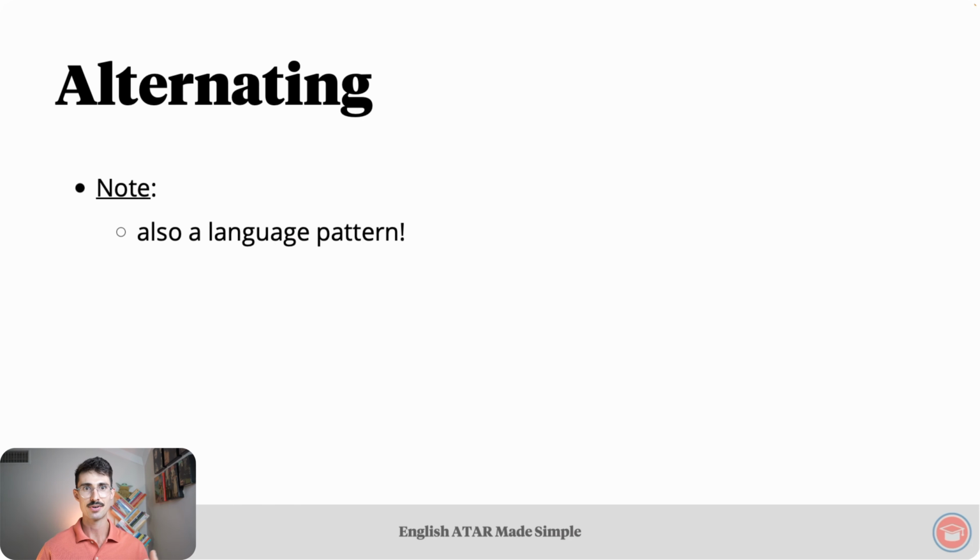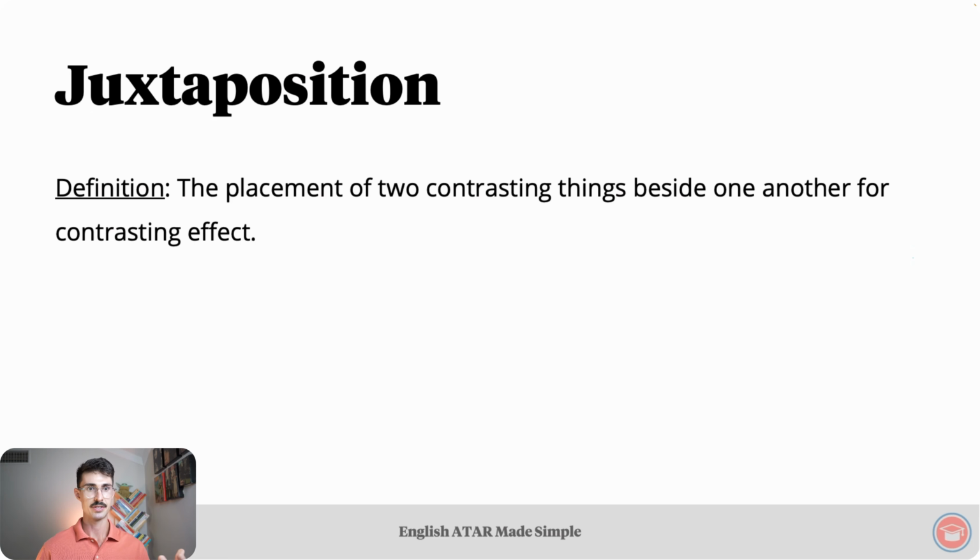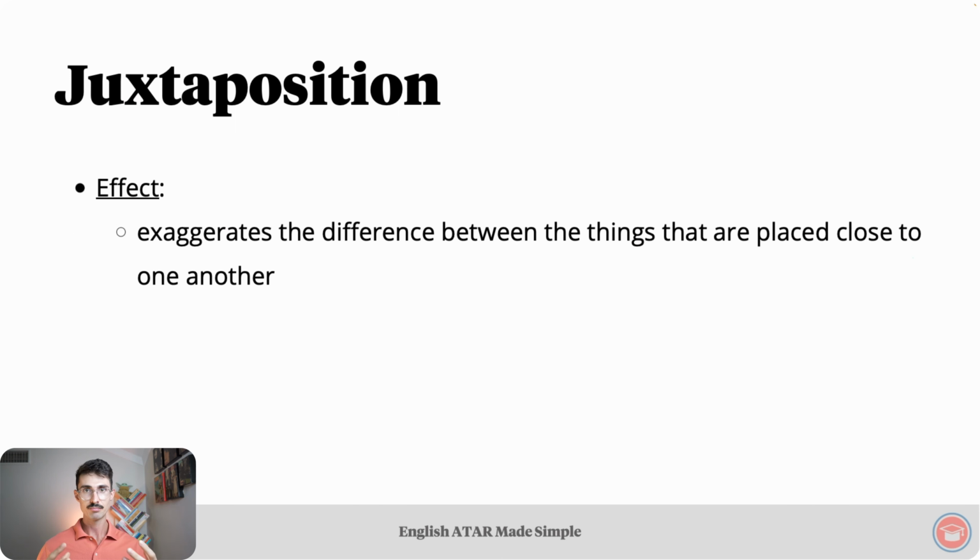This shouldn't come as a surprise, but this is also a language pattern. Next structural device is juxtaposition. This is the placement of two contrasting things beside one another for contrasting effect. Our general effect is it exaggerates the difference between the things that are placed close to one another.